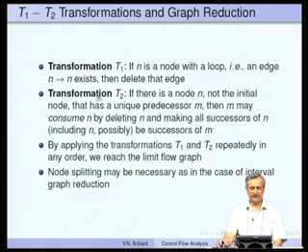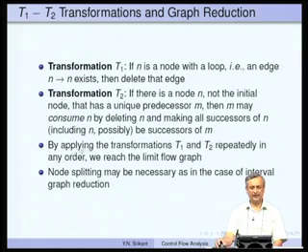The transformation T2 is if there is a node n, not the initial node, that has a unique predecessor m, then m may consume n, by deleting n and then making all successors of n, including n possibly, be successors of m.